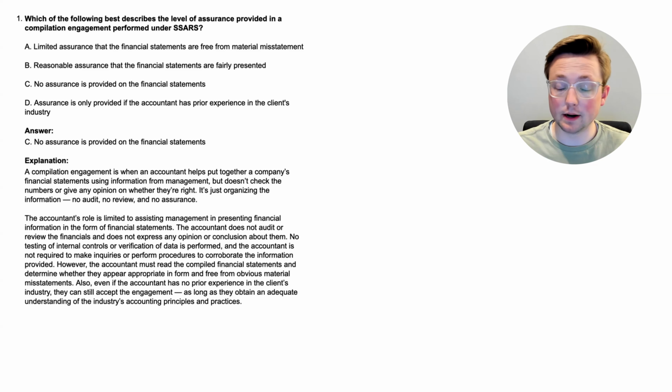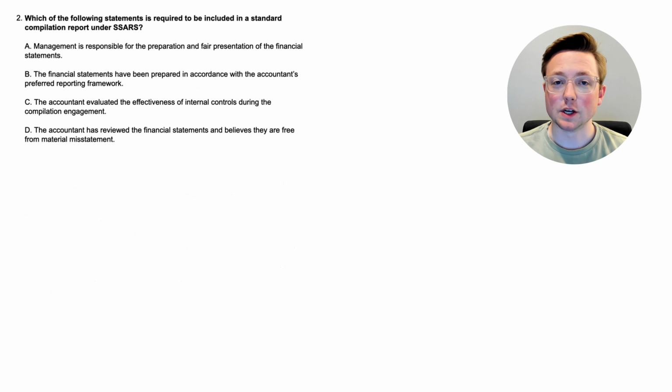So we learned quite a bit there in just that one explanation. Again, no assurance, and they're just pretty much putting the financial statements together. They're not required to do any procedures or anything like that. All they have to do is put it together. They're supposed to read through it and make sure that it looks okay. But other than that, that's pretty much what you do in a compilation engagement. Now with that, let's go to the next question.